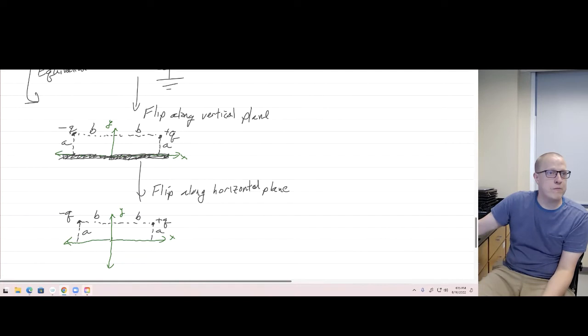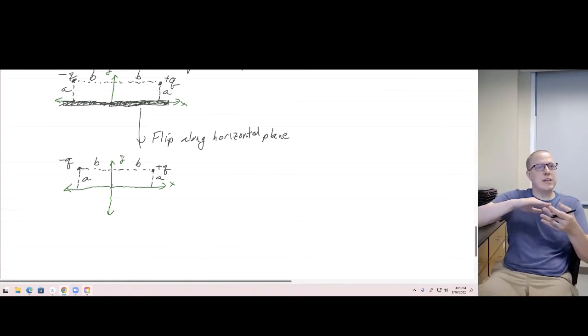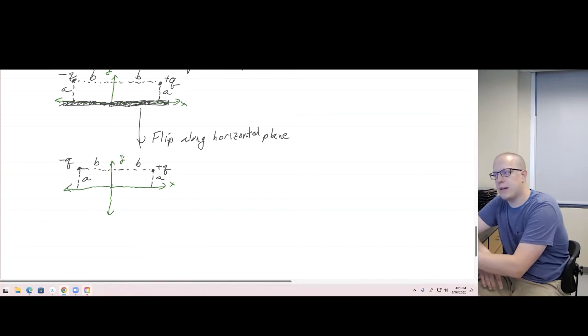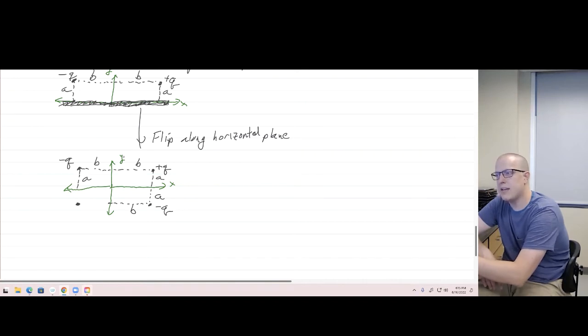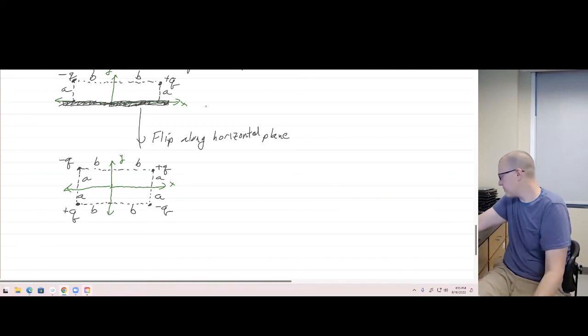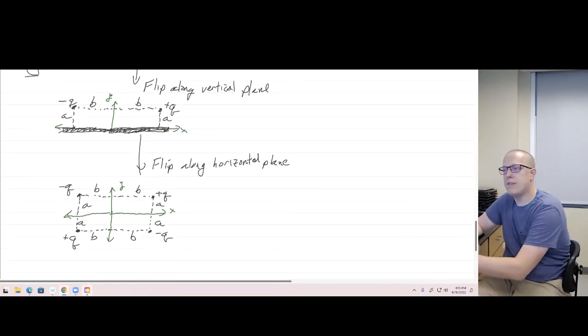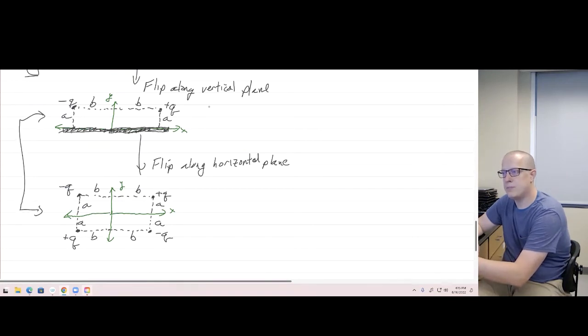But now I've flipped it along this horizontal plane, and so just like the problem from before, we're going to flip these charges. So now I'm going to have a charge down on the bottom, and that will be negative Q, and that's going to be a distance A from the x-axis, and still a distance B. And then I'm going to have another charge down here that's the opposite of this one, so that's going to be plus Q, and that will still also be A and B right here, right? And so now this problem and this problem are equivalent.